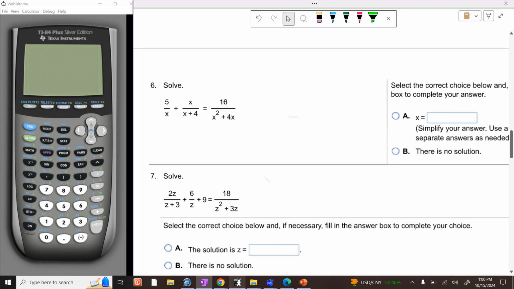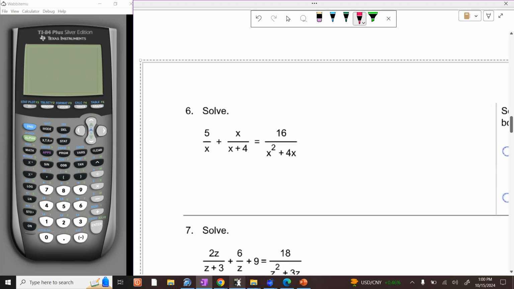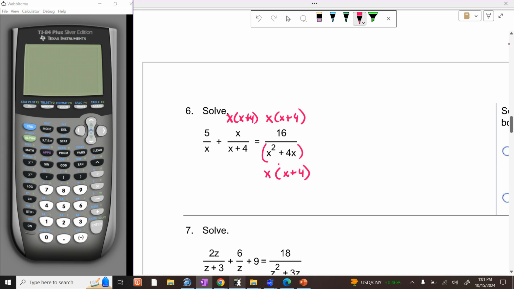Let's do this one here. So what's the least common denominator? Well, this factors into x times x plus 4. So that's going to be the least common denominator, x times x plus 4. We'll multiply the top of each equation by x times x plus 4. The x's cancel here, so it's 5 times x plus 4. The x plus 4's cancel here, so it's x times x. The x plus 4's and the x plus 4's cancel there, so it equals 16.